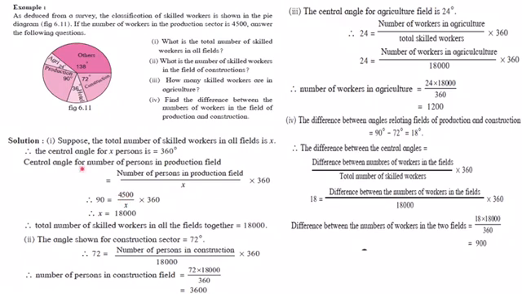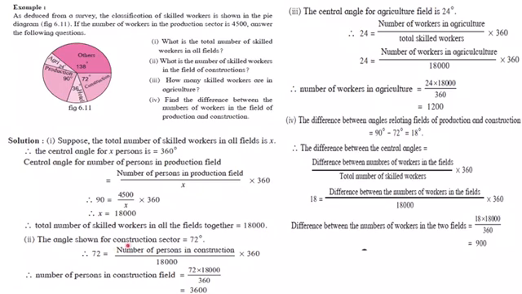So let us calculate. It is given as 90 degrees. Number of persons in the production field is 4,500 upon X. So find out the value of X. By cross multiplication you can get 4,500 into 360 divided by 90. So it is 18,000. Total number of skilled workers in all fields together is 18,000.